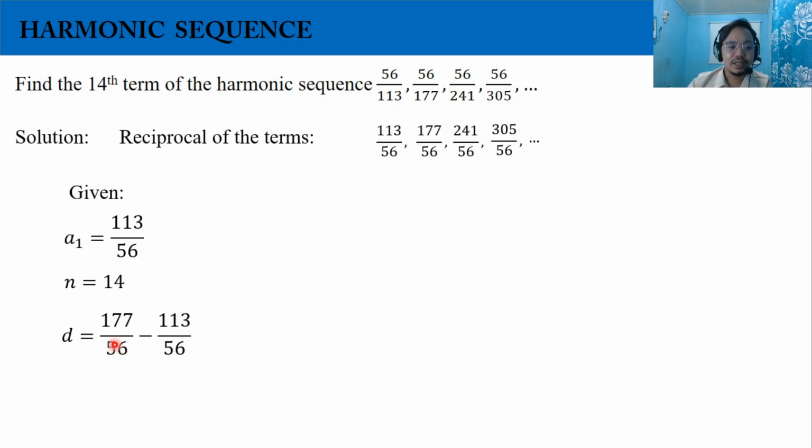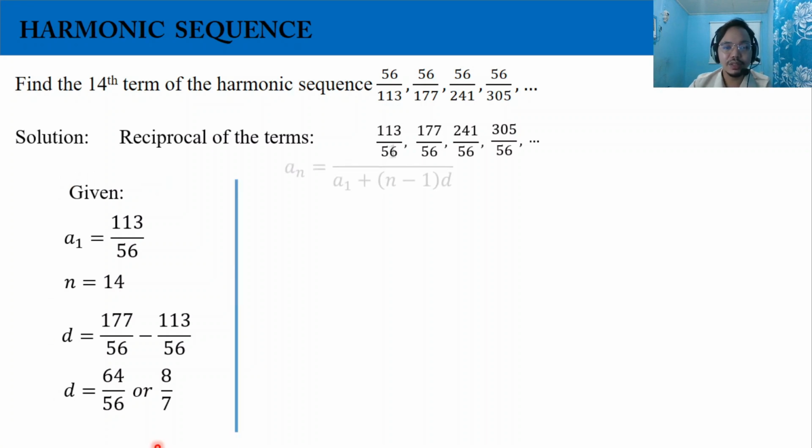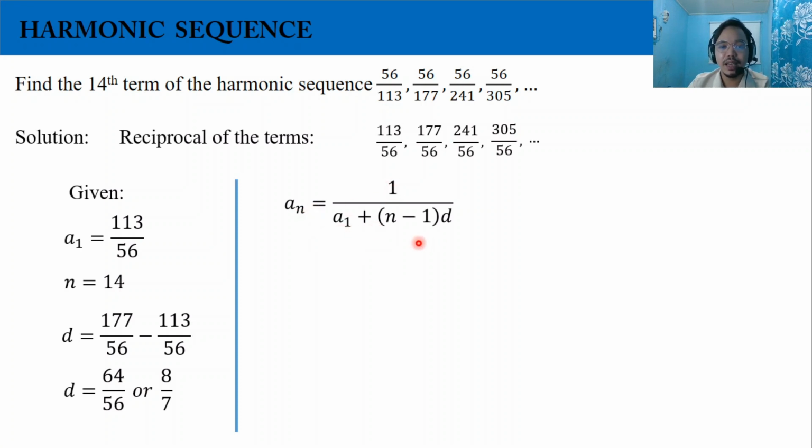So let's just have the second term minus the first term: 177/56 minus 113/56. So the common difference is 64/56, or in lowest terms, 8/7. Since our given is complete now, we can use our formula. So a sub n equals 1 over a sub 1 plus quantity n minus 1 times d. Let's substitute the given values.